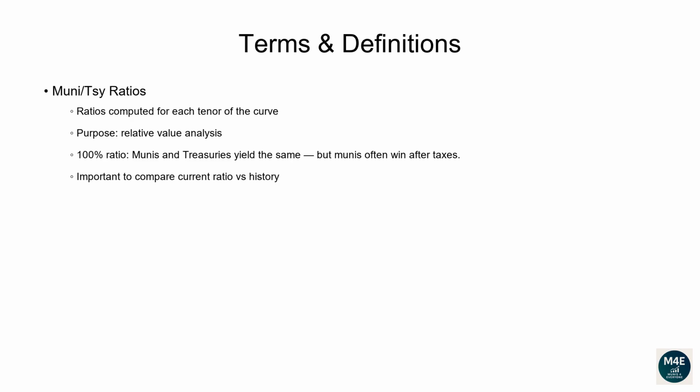Let's make an example. You will notice from the data that usually the 1-year ratio tends to be between 60% and 65%. Hence, if the current 1-year ratio is, for example, 70%, even if this value is less than 100%, the current value would still be quite high compared to its historical average. For this reason, one may conclude 1-year muni bonds are currently trading cheap.